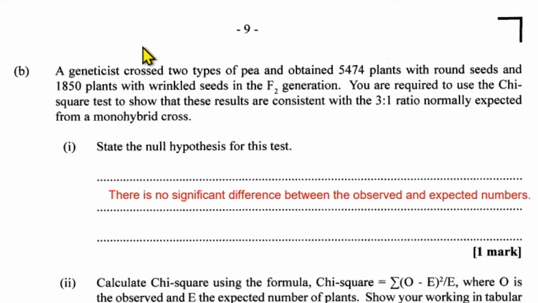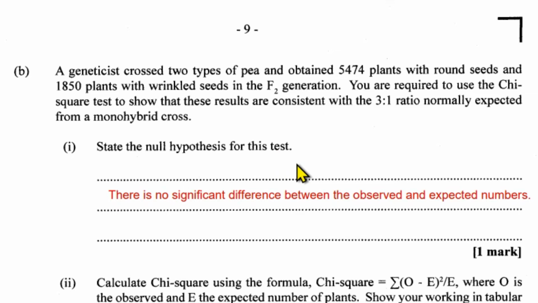A geneticist crossed 2 types of pea and obtained 5,474 plants with round seeds and 1,850 plants with wrinkled seeds in the F2 generation. You are required to use the chi-square test to show that these results are consistent with the 3:1 ratio normally expected from a monohybrid cross. So the first question here is state the null hypothesis for this test.